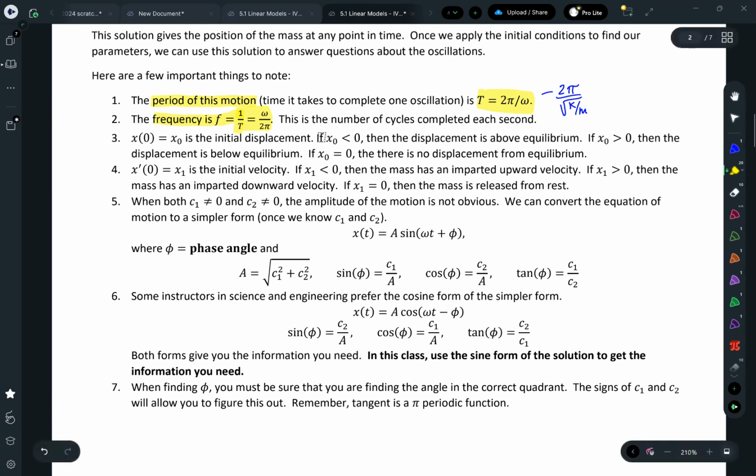And then I've made a note about signs. If x naught is less than 0, then the displacement is above the equilibrium. If x naught is greater than 0, then the displacement is below the equilibrium. What's going to happen for you is you're going to be told things like the displacement is 2 feet below the equilibrium. You have to interpret that as x naught equals positive 2 at that point. Okay? And then if x naught is equal to 0, then there's no displacement from equilibrium.